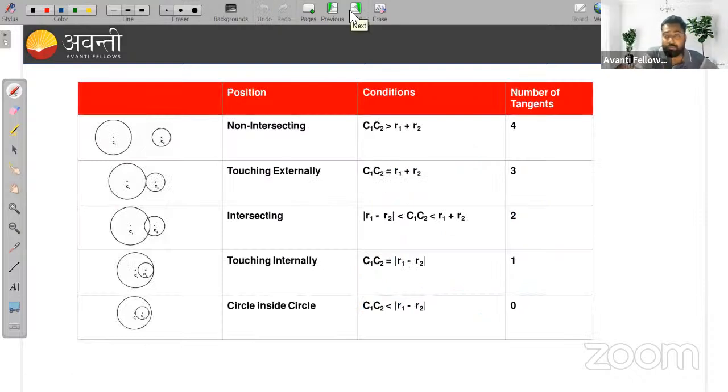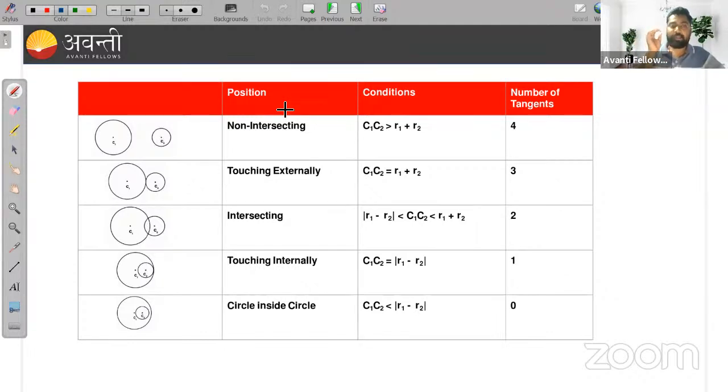Now the important portion which we are left with is the position of two circles relative to each other. Relative positions of two circles. You need to understand this concept because questions come from it. Okay, guys, let's see. Suppose you have two circles here, and they are not intersecting each other. They have no point of contact.